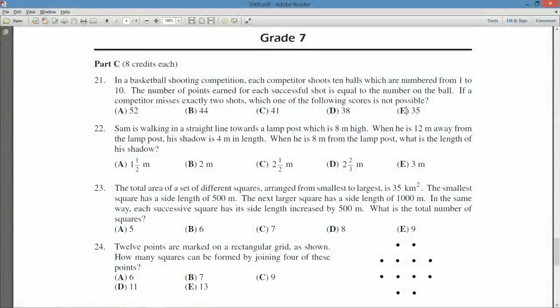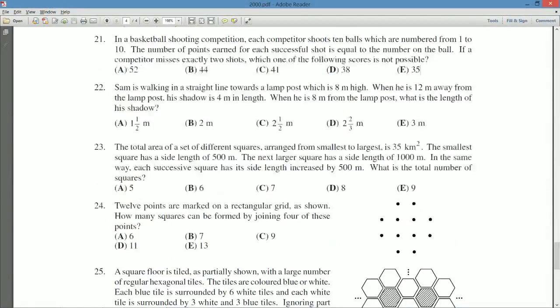All right, certainly required a little more thought to do question 21 there. Hopefully the other questions are equally as challenging and equally as fun.